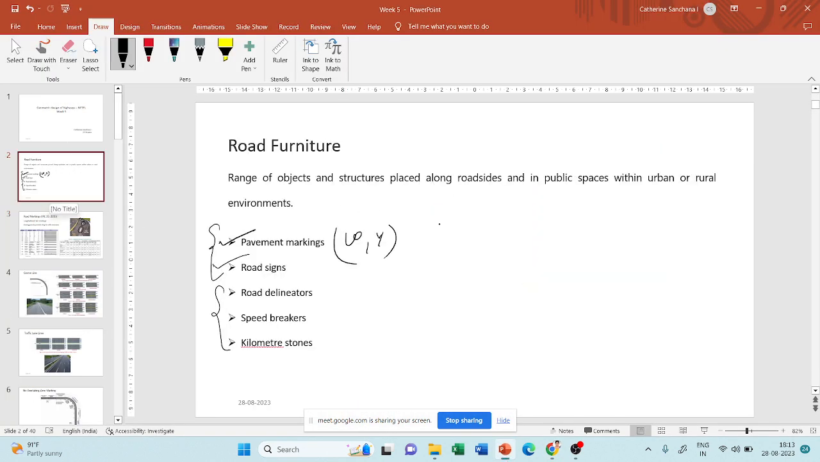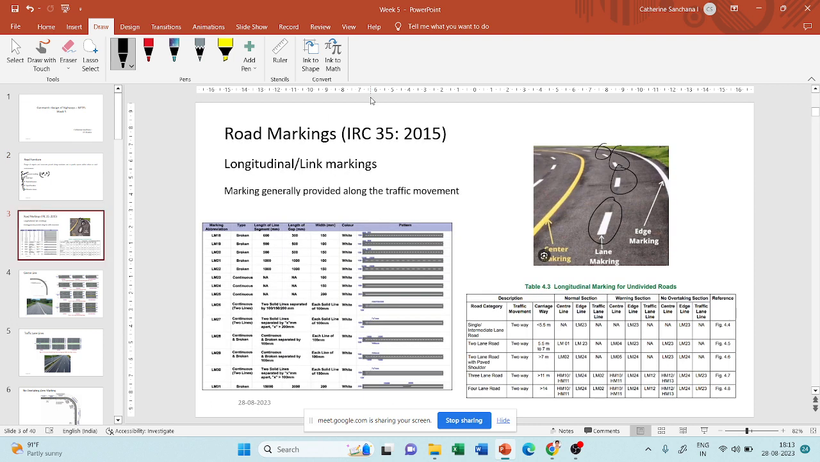So we will be covering pavement markings and road signs in this session, and the remaining three, which are road delineators, speed breakers, and kilometer stones, will be covered in the upcoming sessions. First, let us begin with road markings, and the IRC code pertaining to road markings is IRC 35 2015, which is the latest edition. Now, the most common road marking which we would have noticed while traveling on the roadway is this dashed white line, and maybe this edge line.